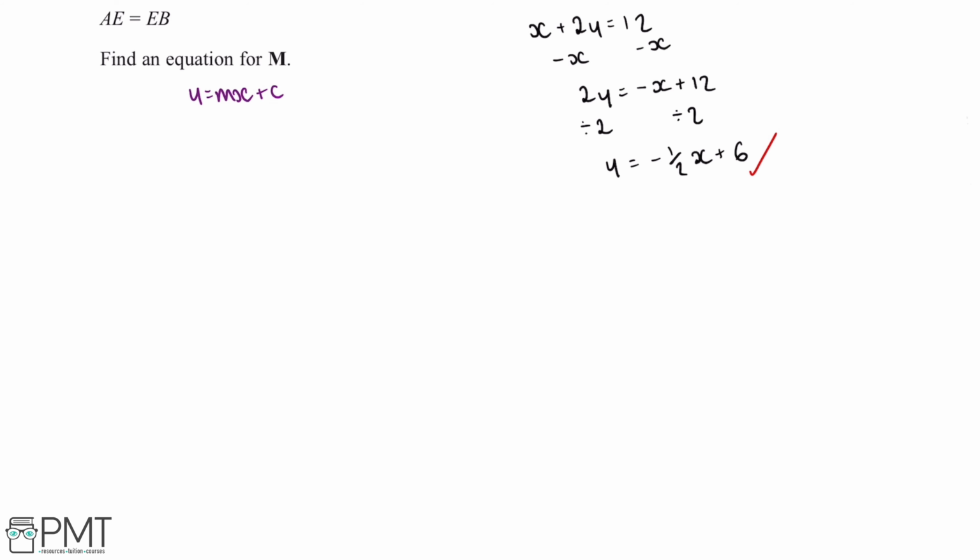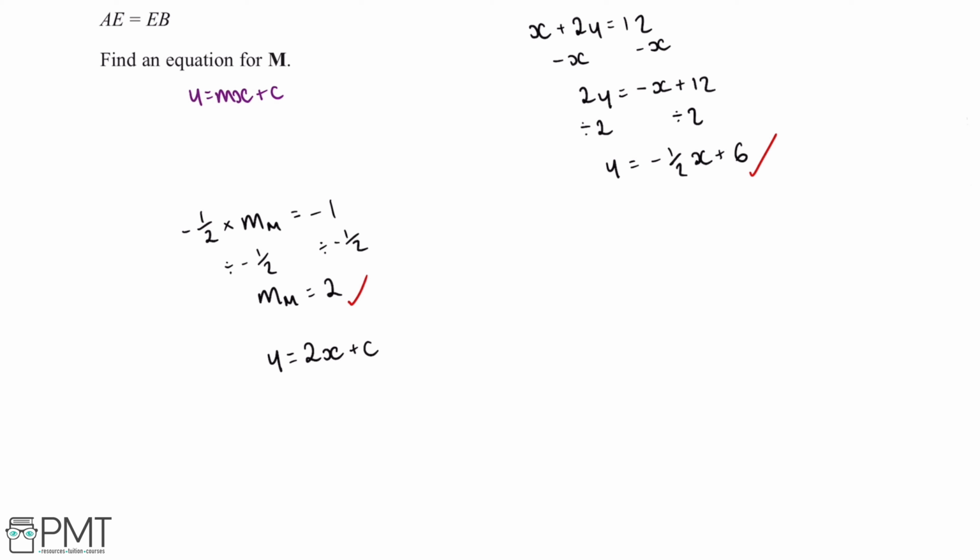So what this tells us is that negative a half multiplied by the gradient of M is equal to negative 1. And we can rearrange this by dividing both sides by negative a half, which tells us that the gradient of line M is 2. So we can start substituting this into an equation. So this will tell us that y is equal to 2x plus c. Now we'll get a second mark for working out the gradient, and in order to work out the y-intercept and therefore the full equation, we need two values which we can substitute into this.